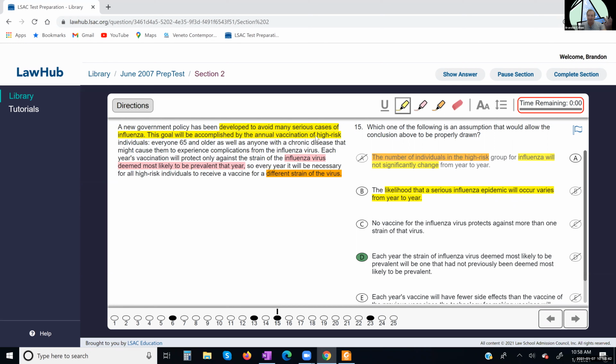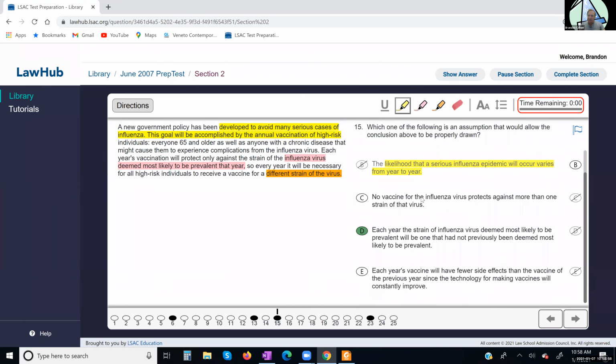Now, obviously, in today's world, we better understand maybe we should be doing things proactively regardless of the likelihood. But in this particular argument, there's no way that this would strengthen or even fix, let alone strengthen, anything in this argument. So B is incorrect. No vaccine for the influenza virus protects against more than one.